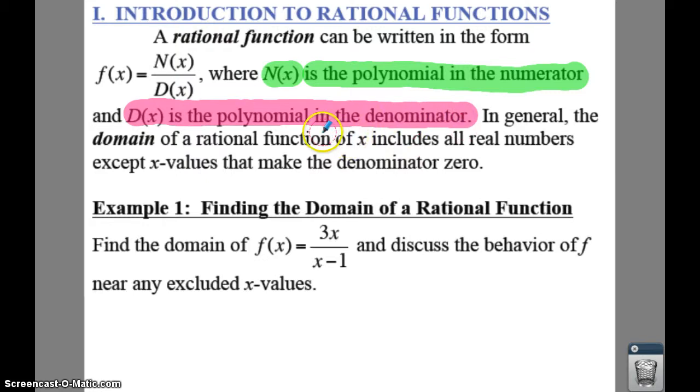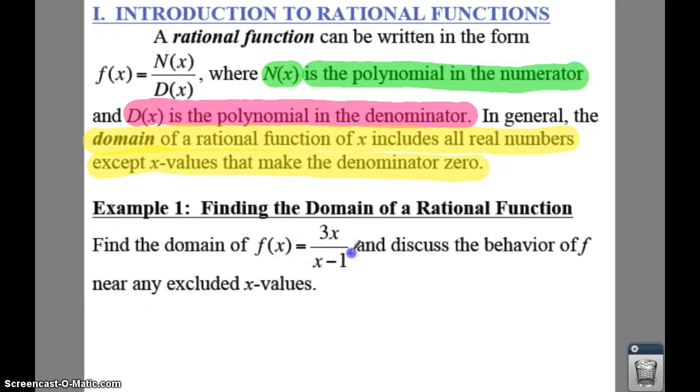All right, so in general, anytime you have to find your domain, it's going to be all real numbers except x values that make your denominator equal to 0. So for our first example, we need to find our domain and discuss the behavior of f near any excluded x value.